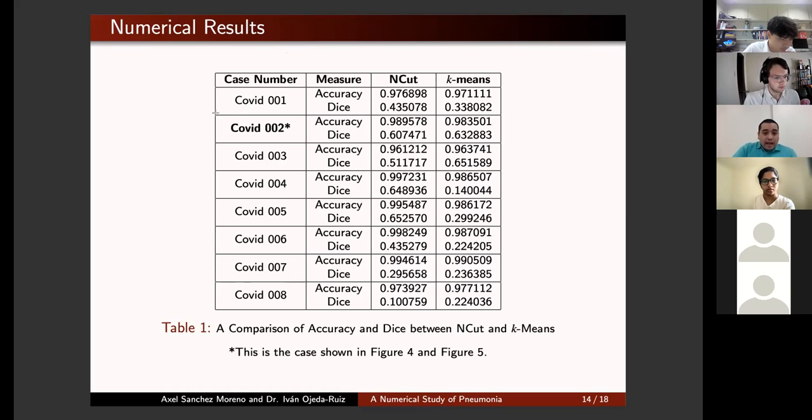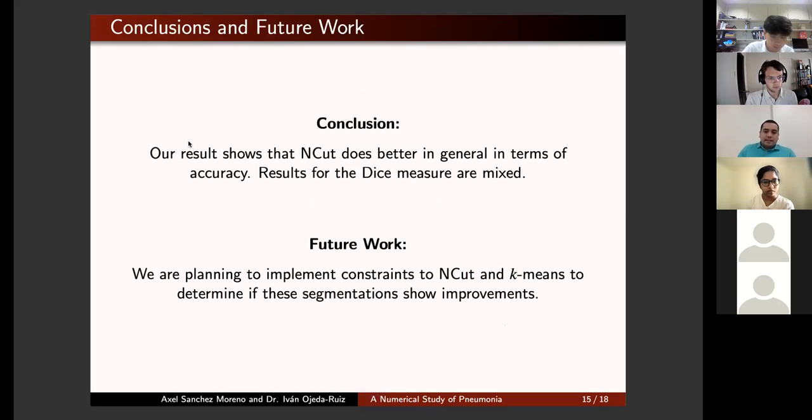Note that with the exception of COVID-002 and COVID-003, NCUT does perform better overall when it comes to both accuracy and dice. For COVID-002 and COVID-003, K-means actually outperforms NCUT, but just by a bit. Even then, it's still clear that our work on K-means can be improved. Regardless, in the end, NCUT does perform better when it comes to accuracy, but for dice, our results were a little lower than we were expecting, so we are trying to see if that can be improved.